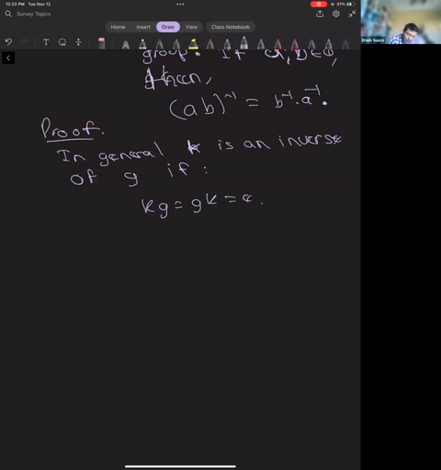So we need to prove that AB times B inverse times A inverse equals, then we need to change the order, B inverse A inverse times AB, and they're both the identity. Okay, that's what we need to prove.